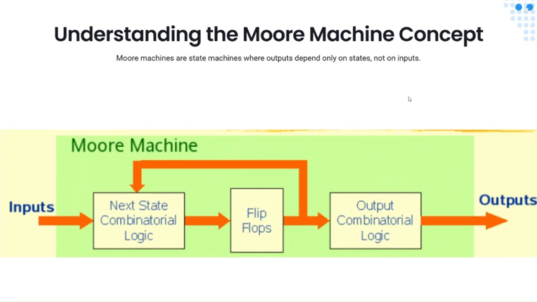The definition of a Moore machine is that the output only depends on the current state and not on the current inputs, but in a Mealy machine the output depends both on the current state and current inputs. That is the main difference between Moore and Mealy machines.